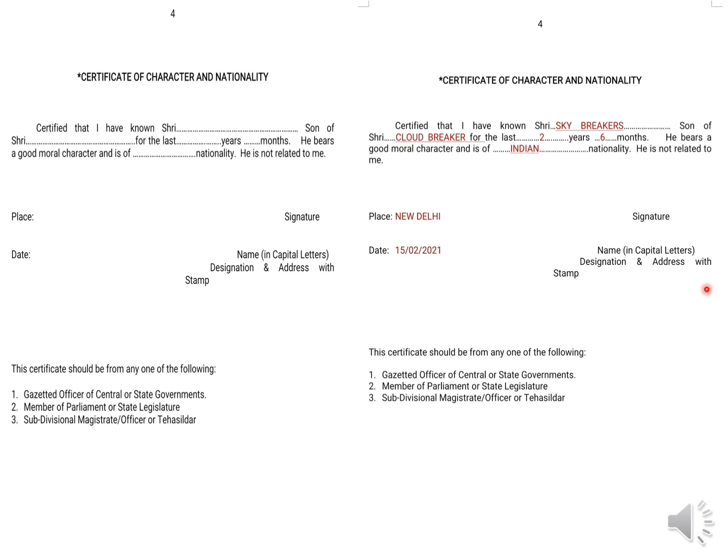When you are submitting the documents to the WPC, you need to get two things attested. One is the 10th mark sheet, which the gazetted officer needs to attest, as well as the certificate of character and nationality. Don't forget.